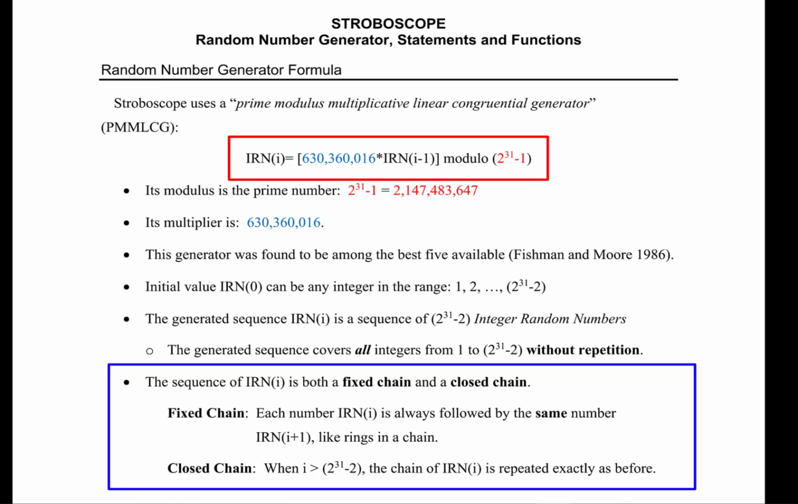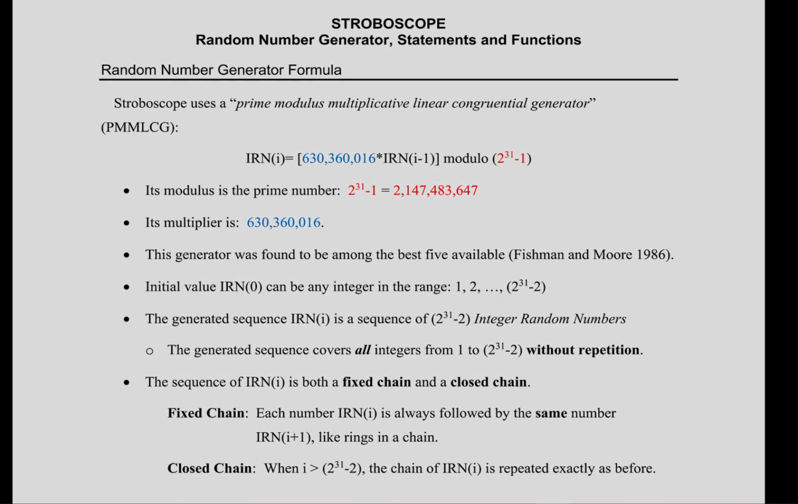It is a fixed chain because each integer random number is always followed by the same integer random number, like rings in a chain. It is a closed chain because when the index I exceeds 2 to the 31st minus 2, the chain of integer random numbers is repeated exactly as before. In most simulation models, this does not happen because the sequence of integer random numbers is so long. It has over 2 billion numbers.